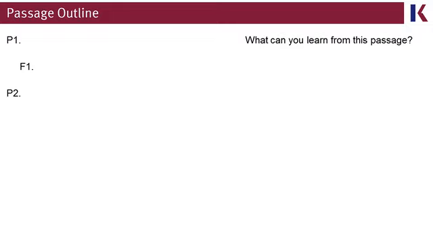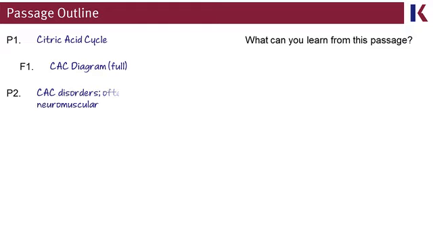So this passage, your outline, probably looks something like this. It's about the citric acid cycle. We get a diagram of what it is, all of the details, and then it expands into disorders. And that second paragraph ends saying that often you end up with issues about the TCA cycle in the neuromuscular system, if not everywhere else.